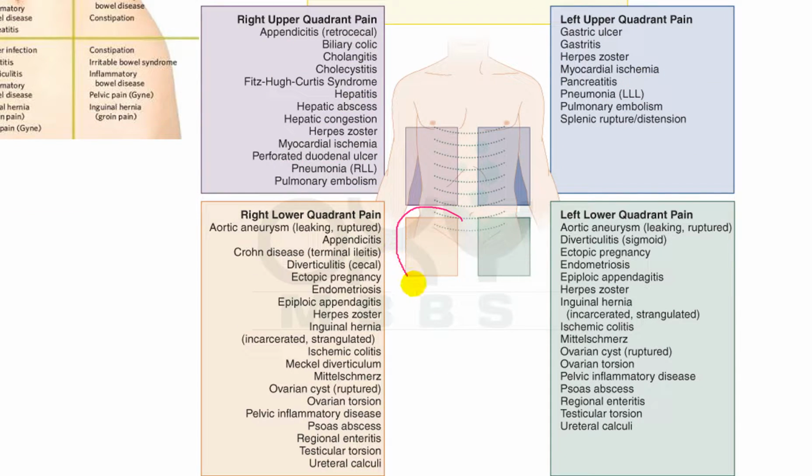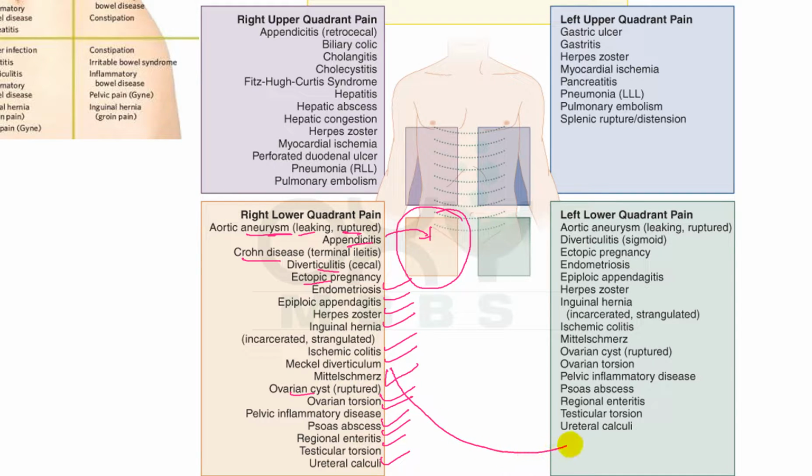Now friends, if there is pain in the right lower quadrant, then you must think of aortic aneurysm because of leaking or rupture in the aorta. Appendicitis, obviously, because the appendix is present in this region. Crohn's disease, diverticulitis, ectopic pregnancy, endometriosis, epiploic appendicitis, herpes zoster, inguinal hernia, ischemic colitis, Meckel's diverticulum, Mittelschmerz, ovarian cyst, ovarian torsion, pelvic inflammatory diseases, psoas abscess, regional enteritis, testicular torsion, and ureteral calculi.